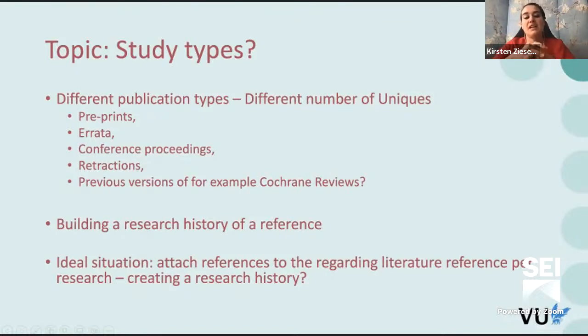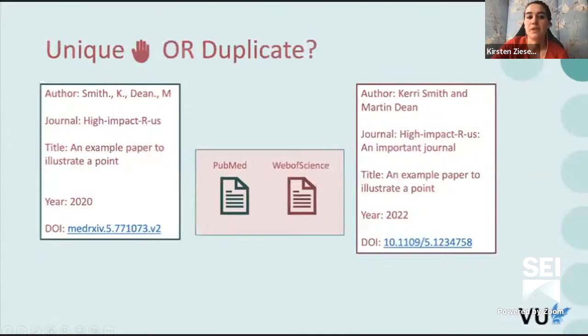We also talked about the ideal situation, about how ideally you would attach all references to the regarding literature reference per research, creating a literature research history of a particular paper. So that was one important insight that we got from our panel discussion, building a research history of a reference to decrease the amount of time spent on screening. And this is one of the examples that we were debating both at eHill and during the panel discussion.